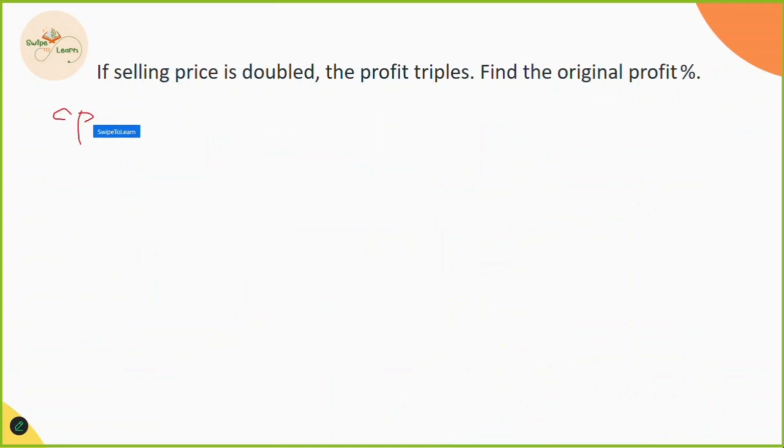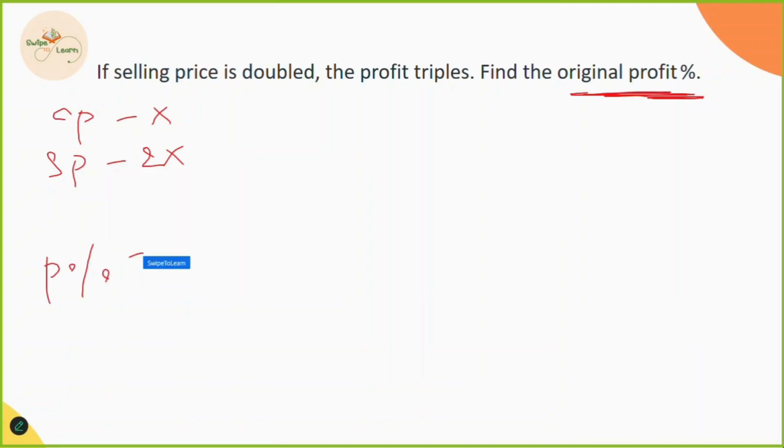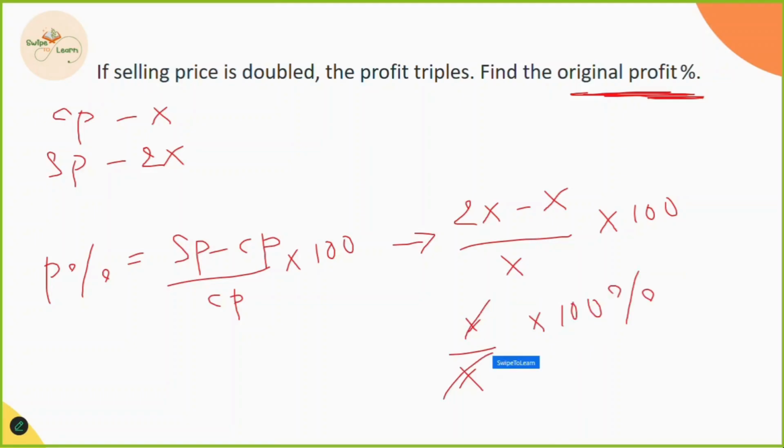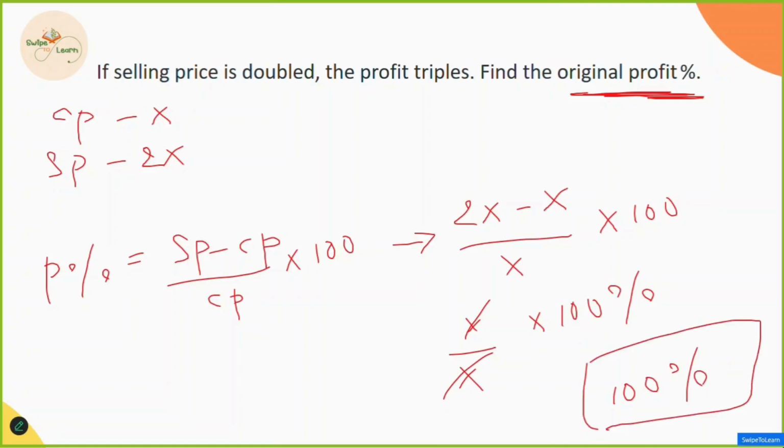That means the selling price now became 2X and the cost price is X. Okay, let me write again. Cost price is X only and selling price became 2X. Now, what do we need to calculate? We need to find the profit percentage. We know how to calculate profit percentage, which is SP minus CP divided by CP into 100. SP is 2X and CP is X. 2X minus X becomes X. X divided by X into 100%. So when X and X get cancelled, the answer is 100%. The original profit percentage is 100%.